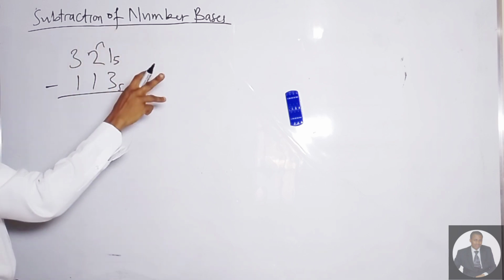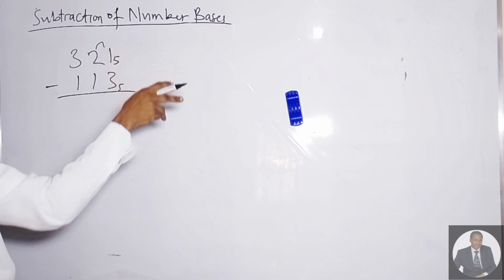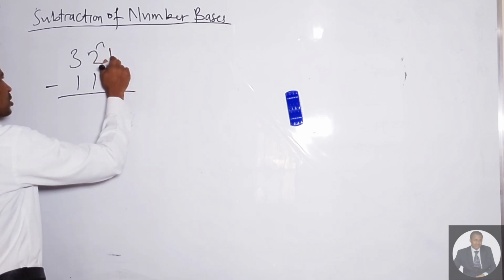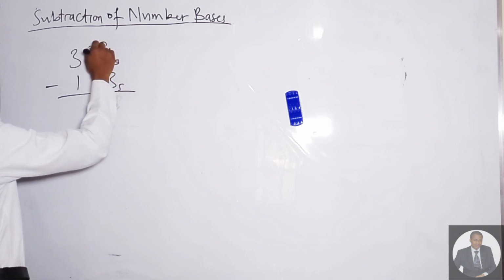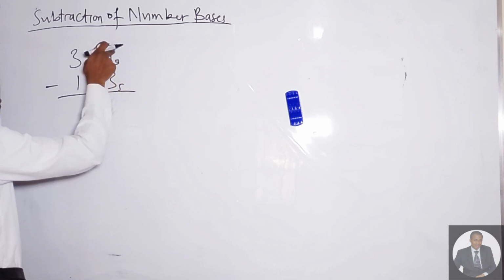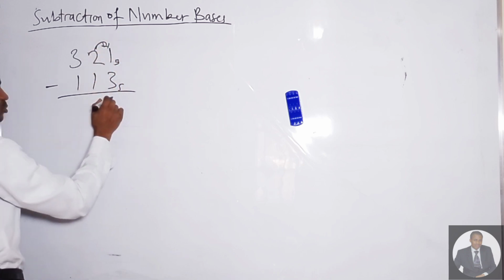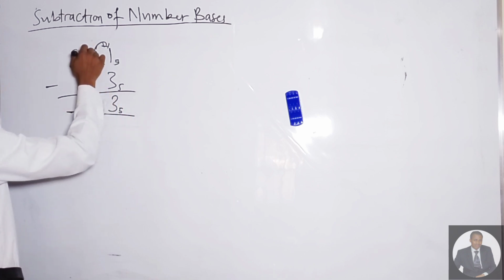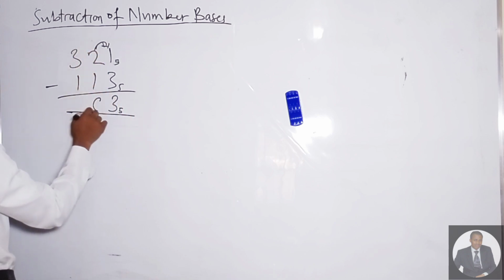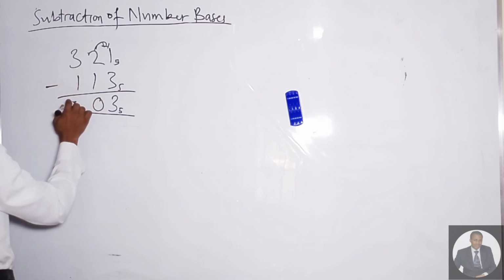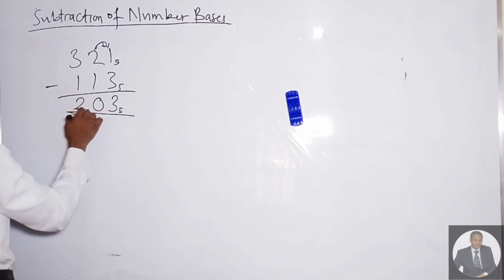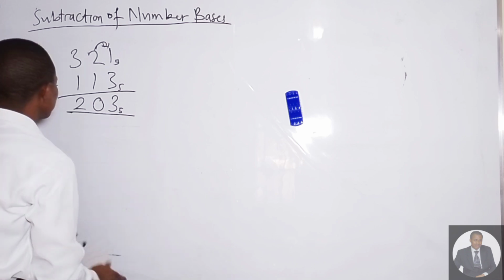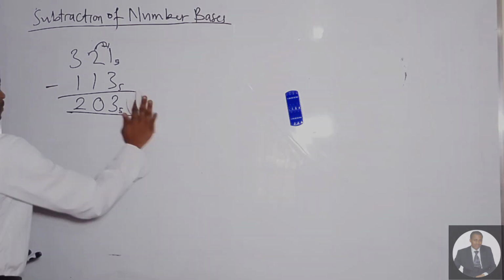Normally when we borrow 1, it's usually in 10, so we say it represents 10. But this time, because it's in base 5, it will represent 5. So when we take 1 from here to here, it will be 5 plus 1, 6. 6 minus 3, we have 3. We've already taken 1 from here, so it remains 1. 1 minus 1, 0. And then 2 minus 1, 1. So our answer will become 203 base 5 for this question.